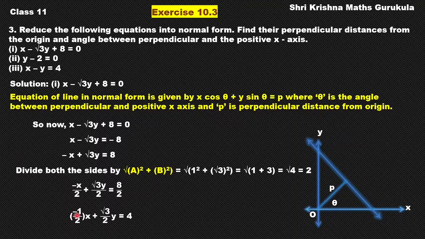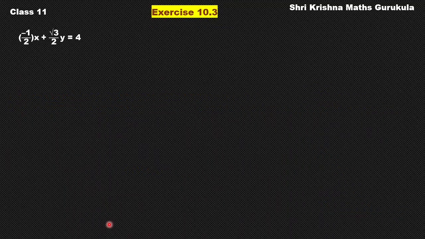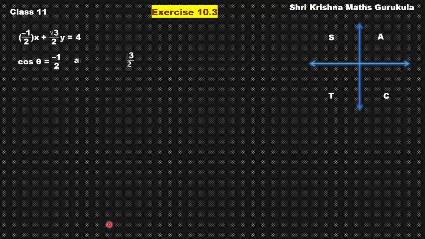So we have to express this minus half and root 3 by 2 in such a way that it satisfies both the trigonometric functions. So let us compare and equate the coefficients now. I'm comparing the coefficient of x with this, which gives us cos theta is equal to minus half. And comparing the coefficient of y gives us sin theta is equal to root 3 by 2. Understood? Yes. Now we have equated it.